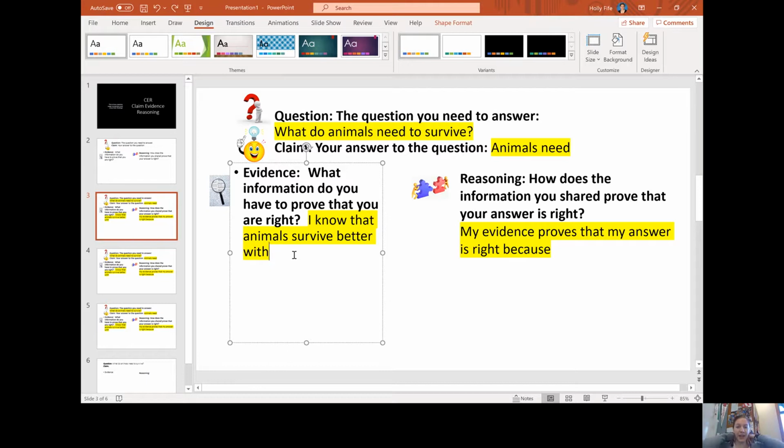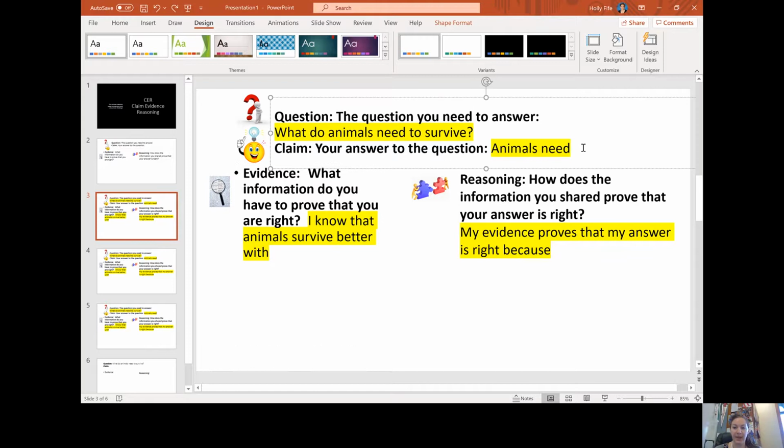Just thinking of those things that animals need to help them survive, the bare minimum. And then this is just evidence. You don't have to make any connections here, because this is where you connect that. So how does the information you shared prove your answer is right? You would say, I read about these types of animals here, and when they didn't have water, they could only survive this long, or whatever your reasoning is. You connect that together and then double check that your answer made sense.